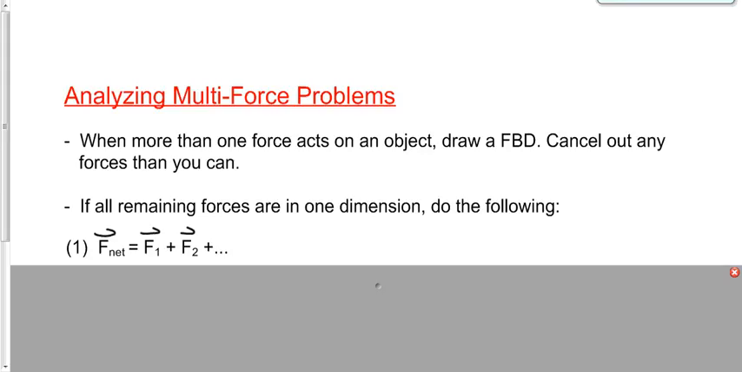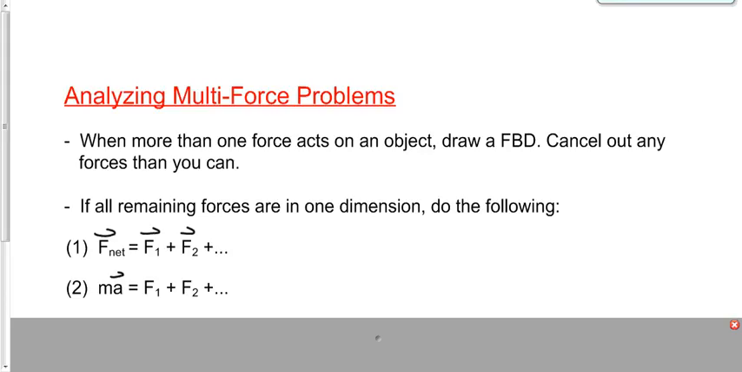You guys remember what the net force is also equal to, besides F1 plus F2 plus F3? How about M times A? So if you have more than one force acting on an object, just draw the free body diagram and then cross off things that you can cross off. And then once you've done that, with all the forces that are left over, as long as they're in one dimension, set F net equal to the sum of all those forces, and then set MA equal to the sum of all those forces.